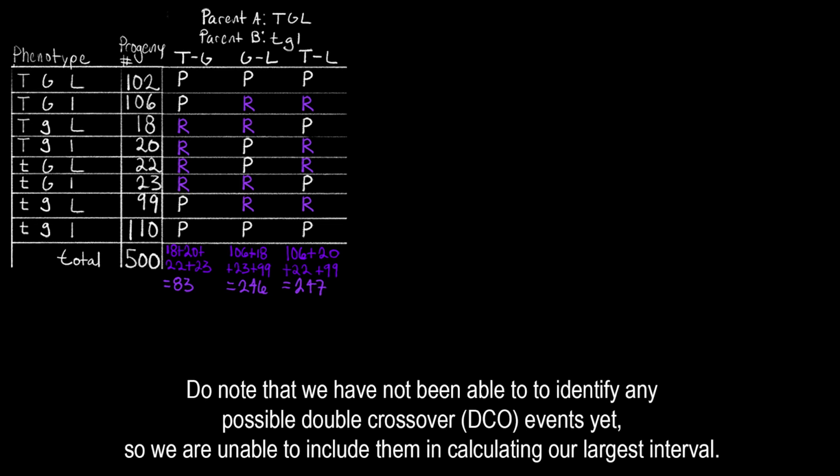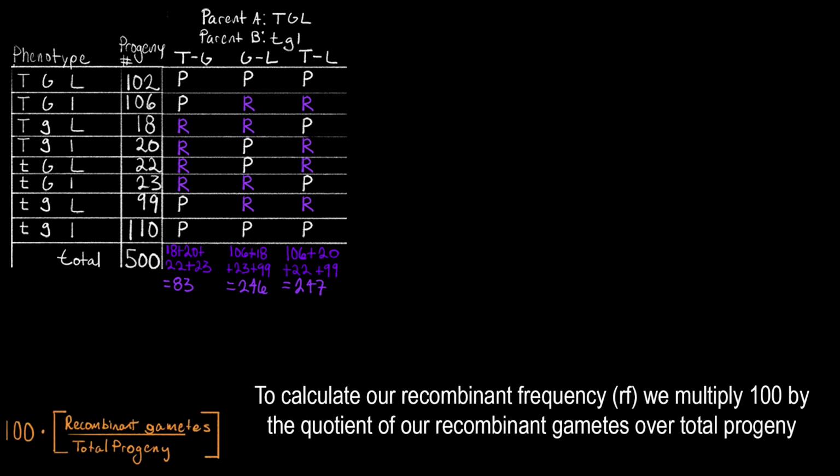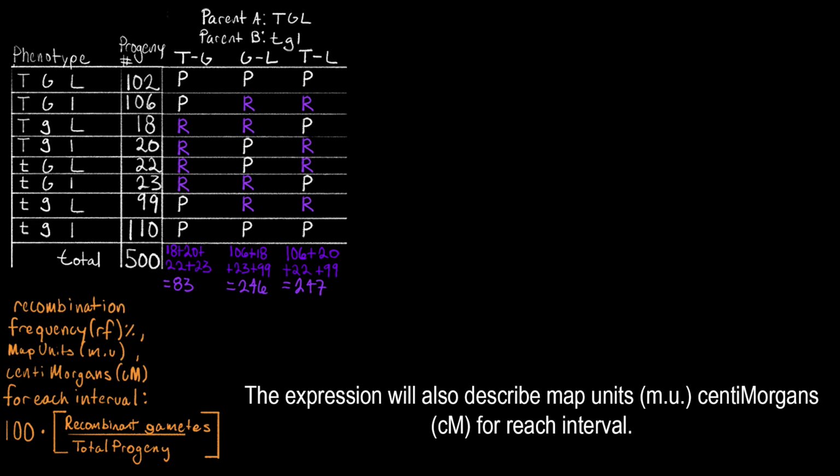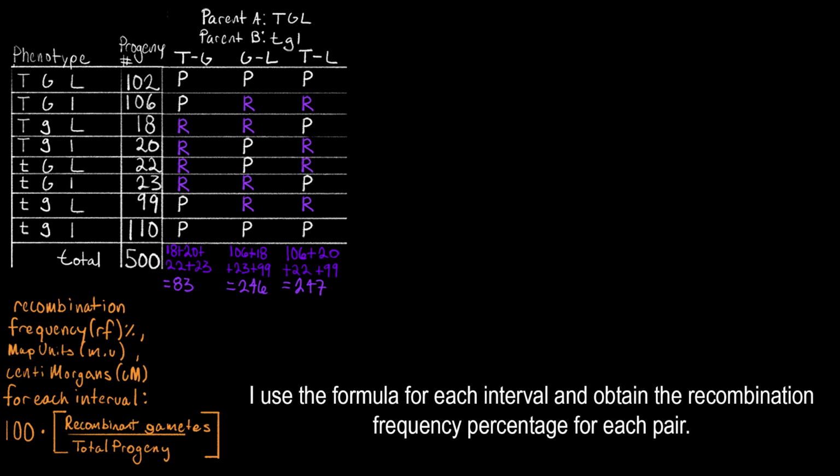Do note that we have not been able to identify any possible double crossover, DCO, events yet, so we are unable to include them in calculating our largest interval. We'll get to this later. To calculate our recombinant frequency, RF, we multiply 100 by the quotient of our recombinant gametes over total progeny. The expression will also describe map units, MU, or centimorgans, cM, for each interval. I use the formula for each interval and obtain the recombination frequency percentage for each pair.